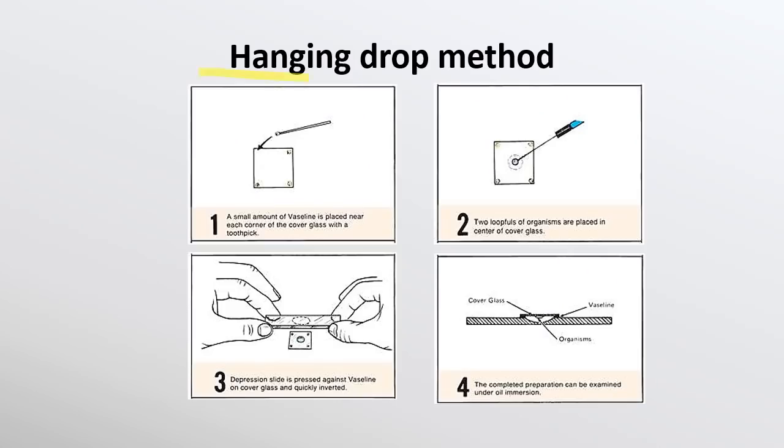Okay, the following one is the hanging drop. First you take a cover slip, and then you put tiny balls of Vaseline, or you can also put plasticine. And then after you put the plasticine, you put a tiny drop of your bacteria or the organism or specimen. After that, you take a glass slide and gently press on top of the cover slip, which already contains your specimen. And after that, you invert the glass slide and then look under the microscope. So this is how we do the hanging drop.